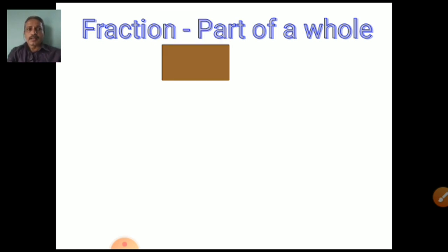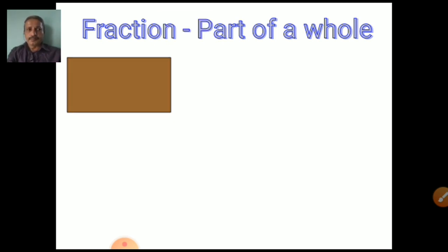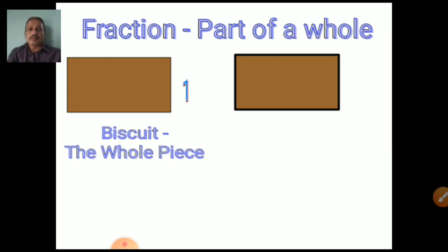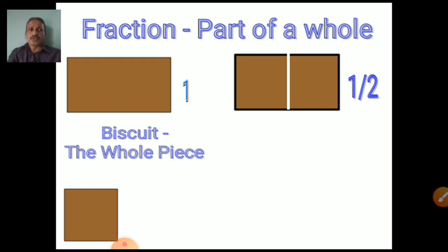Let's see. There is one biscuit. Suppose this is a biscuit. A biscuit is a whole part. The whole piece of biscuit, so we can write it as 1. Same way, the second biscuit is here and we can cut it into 2 pieces. See, each piece is said 1 upon 2. So this is a fraction.